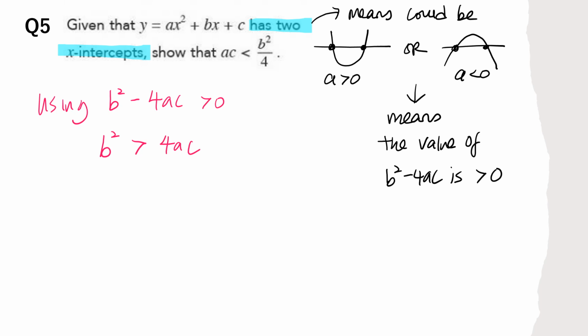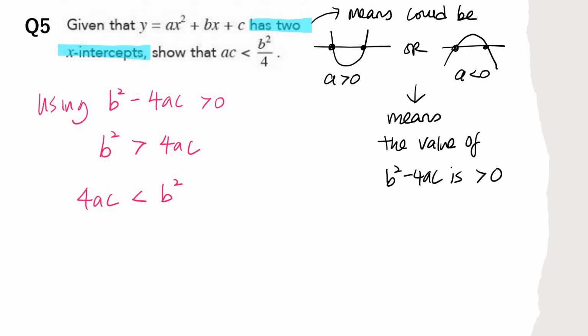So we substitute b. The b is the coefficient of x, so in this case, it's just b. So we just substitute b as b. And the coefficient a is the coefficient of x squared, which happens to be a here also. So a remains as a, likewise c remains as c. So you end up getting b squared minus 4ac more than 0. You add 4ac to both sides, you get b squared more than 4ac.